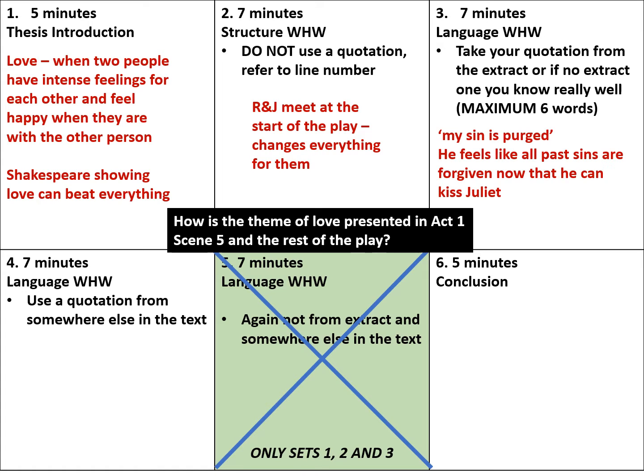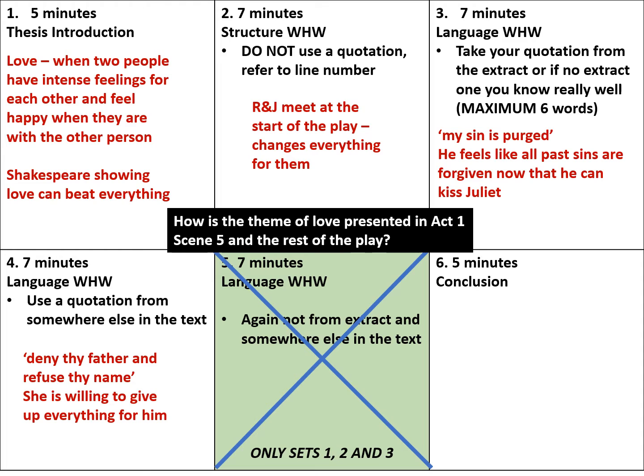For my first language paragraph, I've chosen the quotation, "My sin is purged." He feels like all past sins are forgiven, now he can kiss Juliet. And I would talk about that in more detail, but this is just my plan. My second language paragraph will use the quotation, "Deny thy father and refuse thy name." She is willing to give up everything for this man.